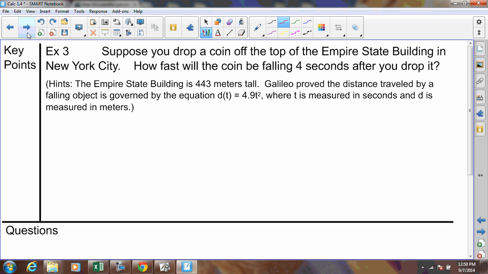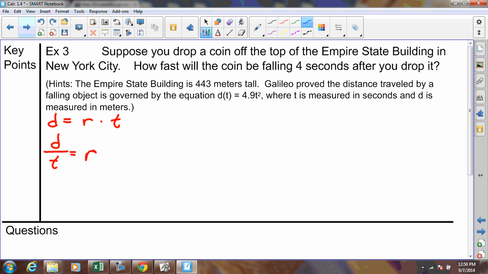So here's the big thing. How fast is it going? We don't have an equation here that says this is the speed. We have an equation that says this is the distance. Well, fortunately for us, we know distance is rate multiplied by time. So if we want the rate, we just have to take distance divided by time to get the speed.